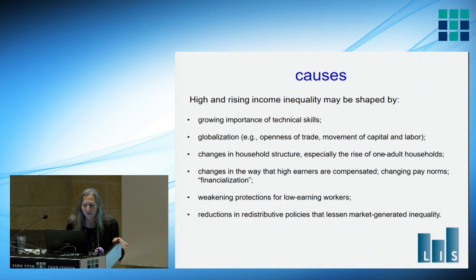And then we have other things on the list here: changing household structure, especially the rise of one-adult households; changes in the way high earners are compensated. That's definitely a big story in many of the rich countries, this enormous increase in earnings-related income at the top. That's been a big story in the U.S. Weakening protections for low-earning workers is also a big story in the U.S., as are reductions in redistributive policies that lessen market-generated inequality.